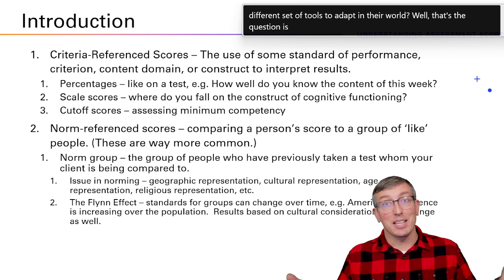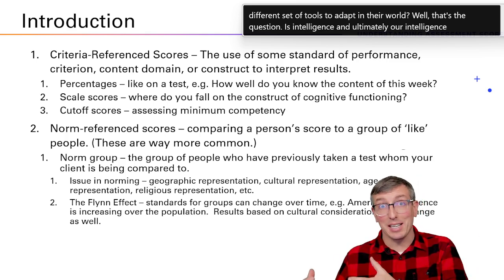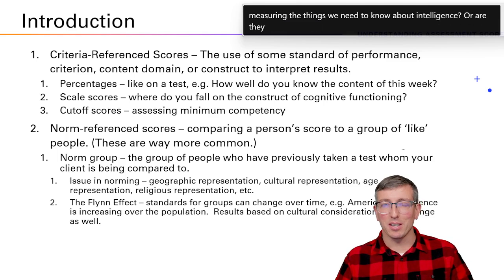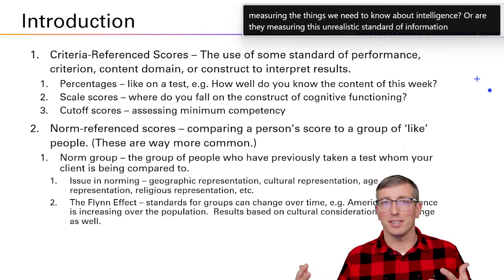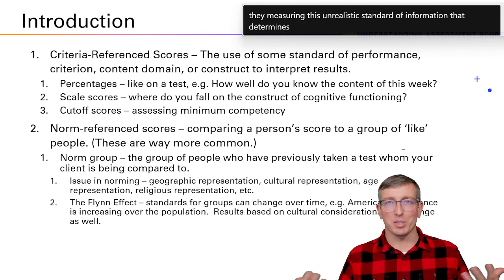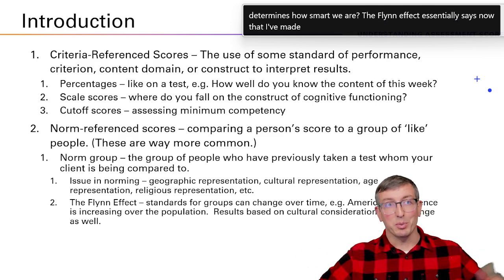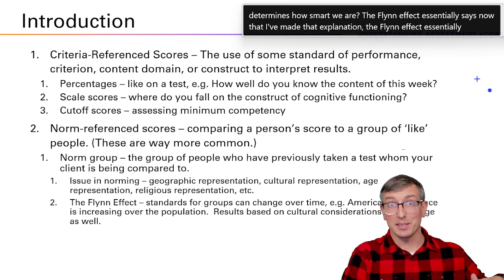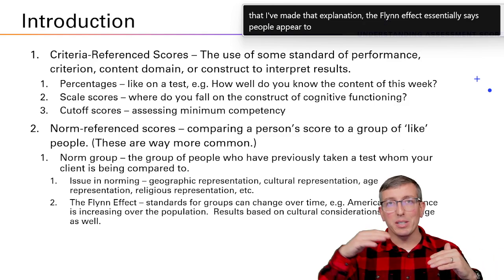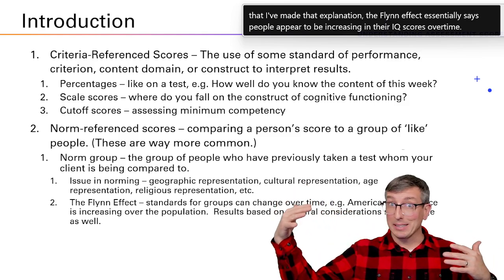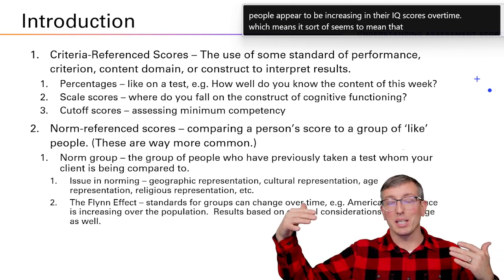Is intelligence, and ultimately our intelligence tests, measuring the things we need to know about intelligence, or are they measuring this unrealistic standard of information that determines how smart we are? The Flynn effect essentially says people appear to be increasing in their IQ scores over time, which sort of seems to mean that people are getting smarter.